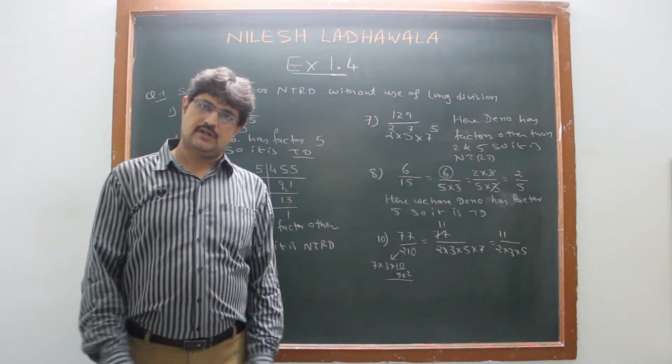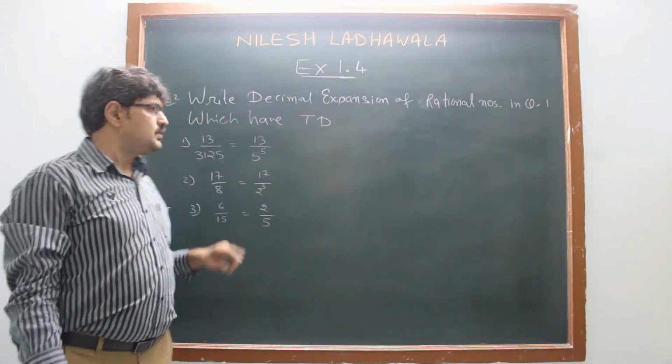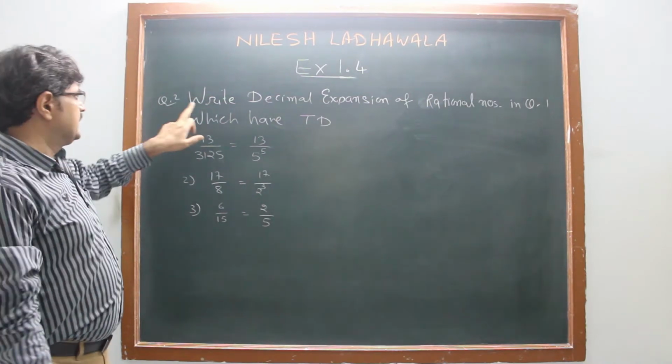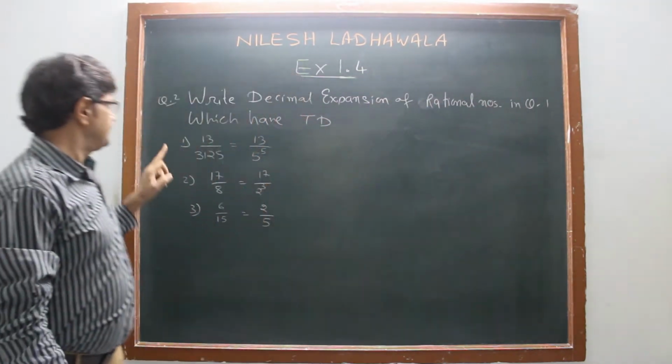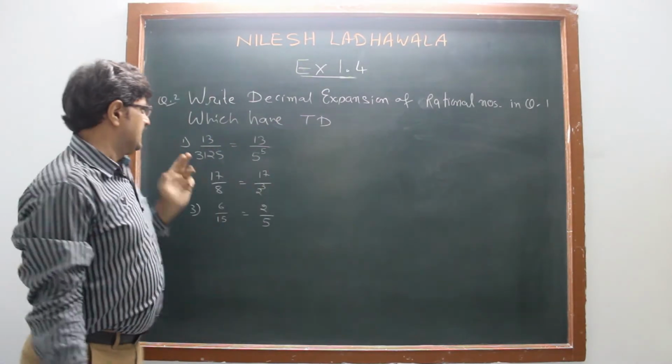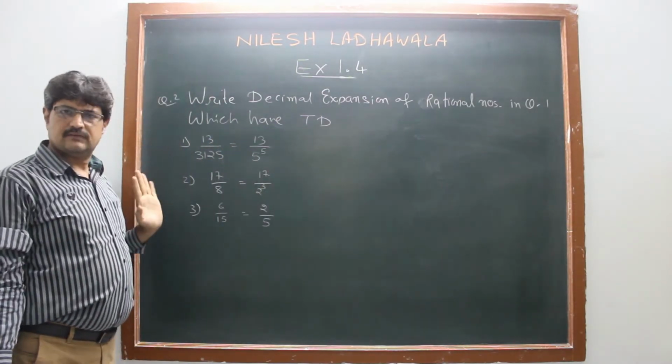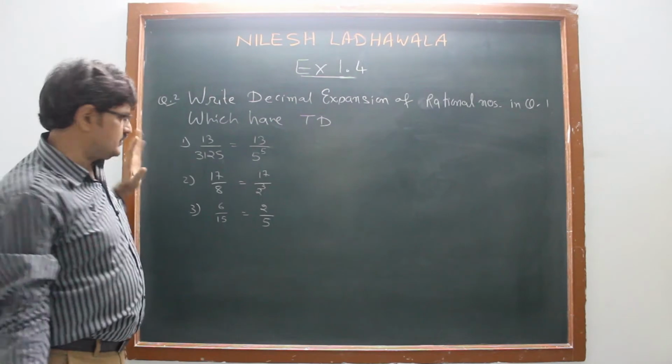Now we will do question number 2. Write the decimal expansion of the rational numbers in question 1 which have terminating decimal expansions. I have chosen three of them, and you can do the rest yourself.